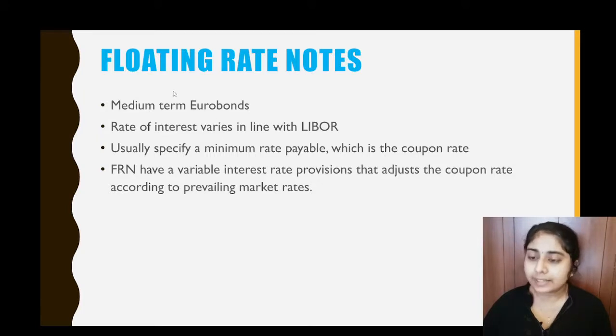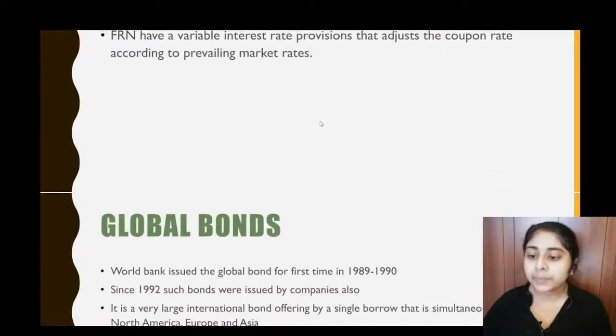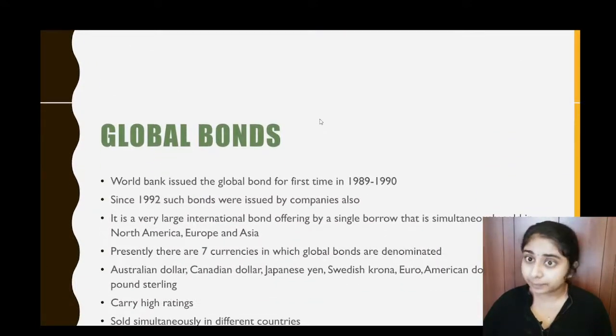So floating rate notes can be taken as a medium term euro bond which has a floating rate of interest, and the rate of interest will vary with the rate in the market, that is the rate in LIBOR, and LIBOR is London Interbank Offered Rate. Okay, so that is about floating rate notes. Now let's see the other bonds.